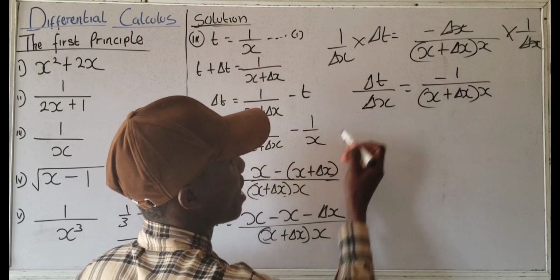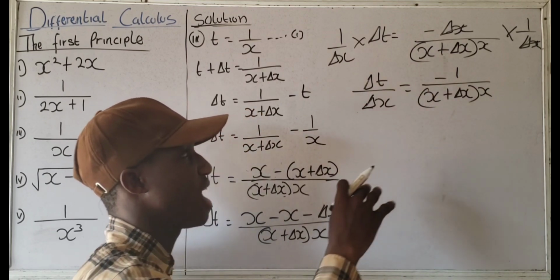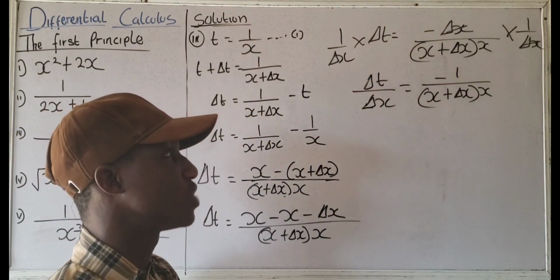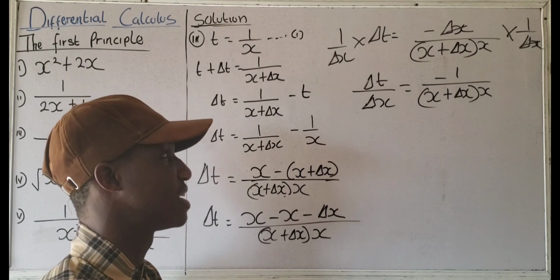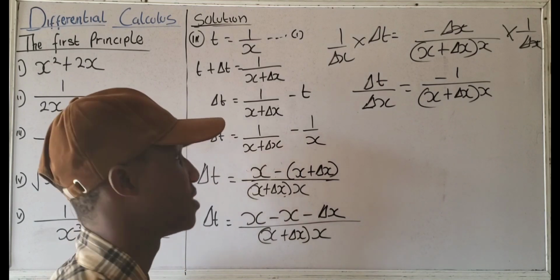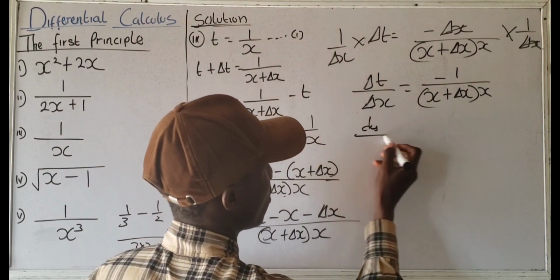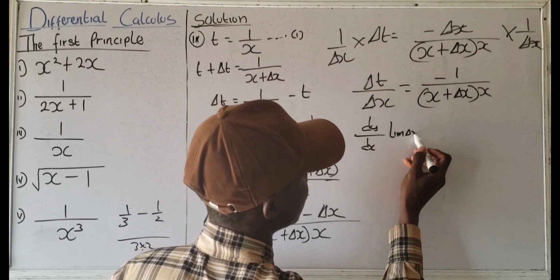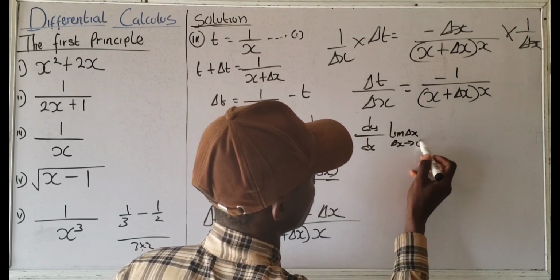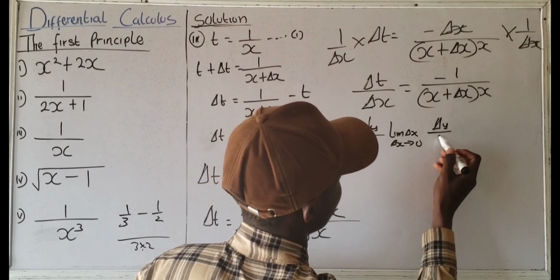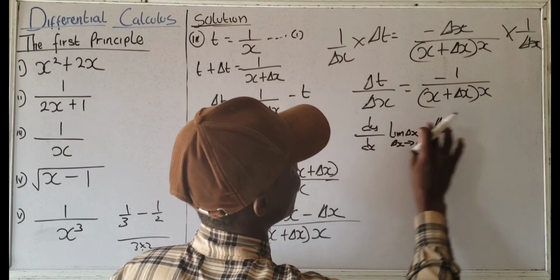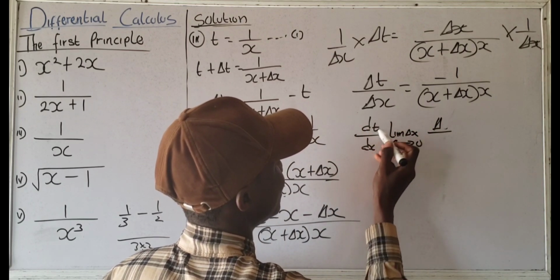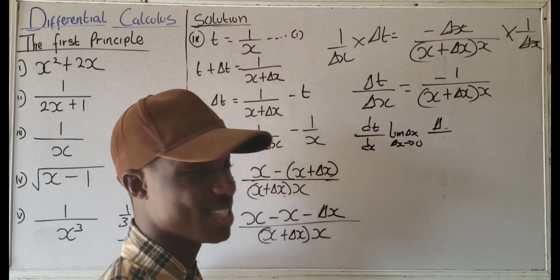Okay, now having done this step, the next step is that you have to take the limit as delta x tends to 0, you understand. So here I'm going to have dy all over dx, limit as delta x tends to 0. So I'm going to have delta y. Oh, sorry, that is the t. The t all over the x. I forgot that I'm using t now.